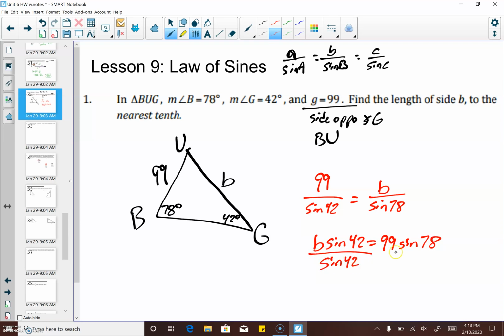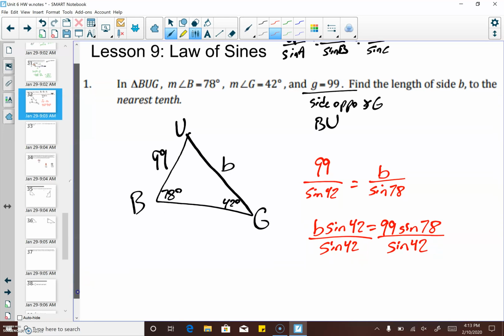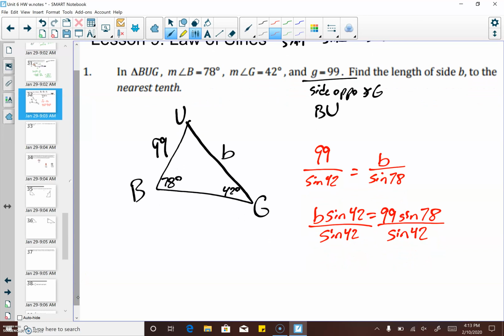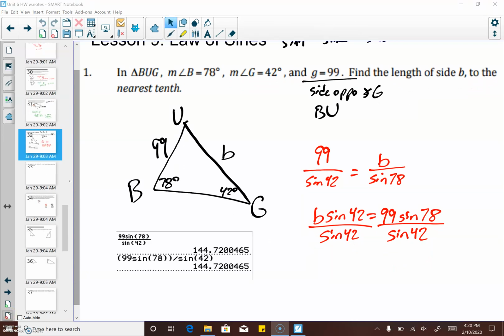Just like in one of our division problems, we're going to divide both sides by the sine of 42. One thing that'll probably be helpful here is to use the fraction button on your calculator. I put a little screenshot of my calculator in there, so you can see how the fraction button is a really nice feature of newer calculators. If you have one of the older calculators, then you're going to have to put it in like I did on the bottom and be really careful with your parentheses. So that's going to give us that b equals, to the nearest tenth, 144.7.